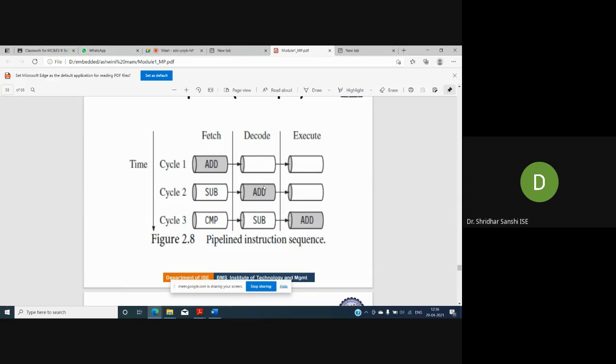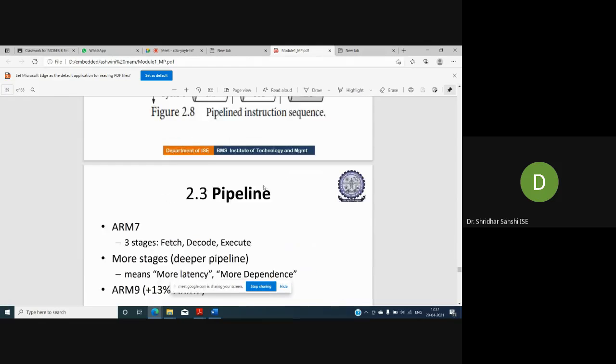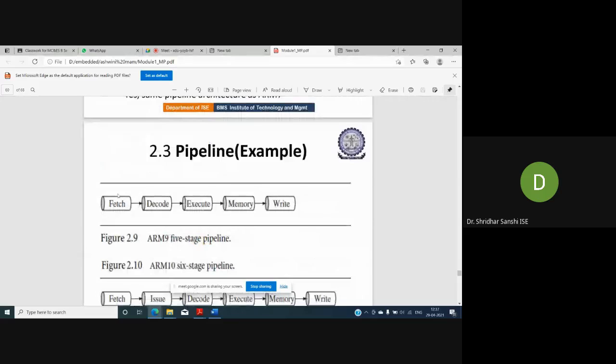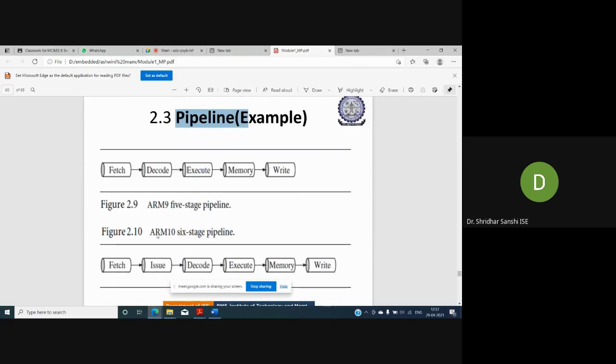As I told, when we are talking about the ARM9 processor, we have a 5-stage pipeline, and when we are talking about ARM10, we have a 6-stage pipeline. So this is the work of one unit of a pipeline. First it will fetch the instruction, next decode, next execute, next memory access, and next the write operation. So this is the 5-stage pipeline corresponding to the ARM9.